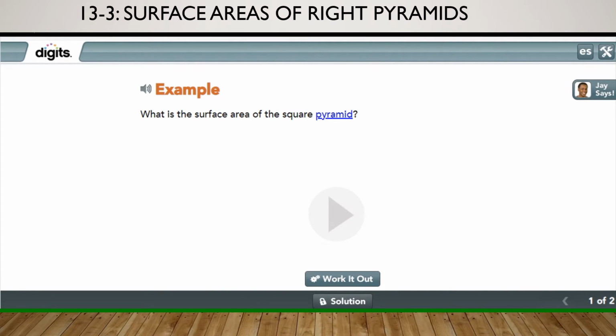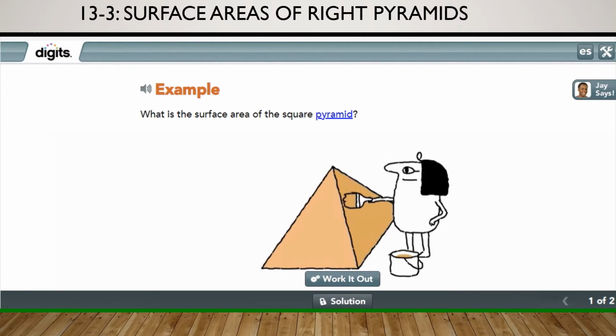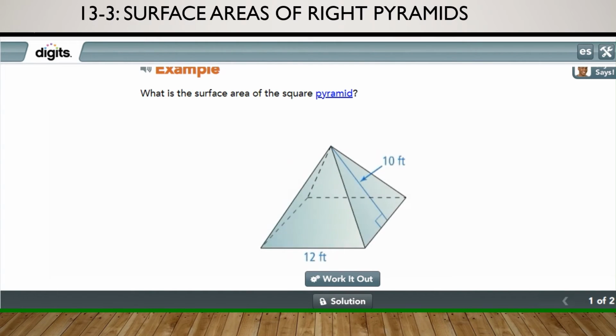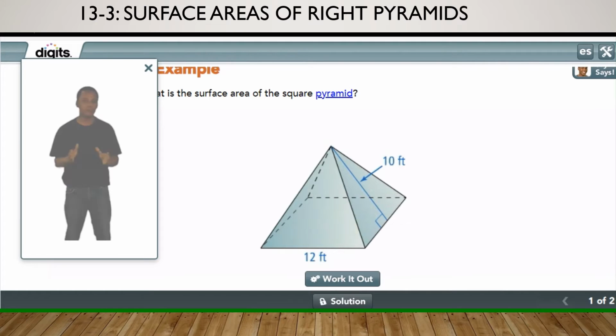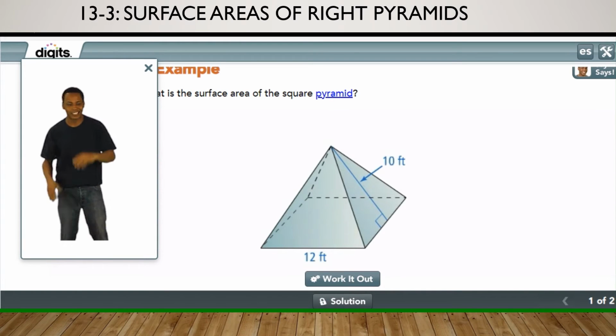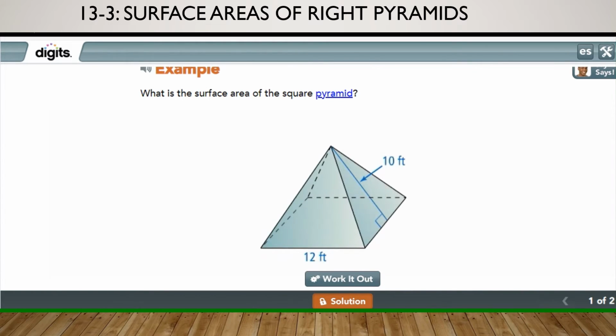Part 1, example. What is the surface area of the square pyramid? It doesn't matter what type of 3D figure you have. Surface area is still just the sum of the areas of all the faces. There is one big difference between prisms and pyramids, though. Can you see it? Come on, you know enough by now on which to base your answer.